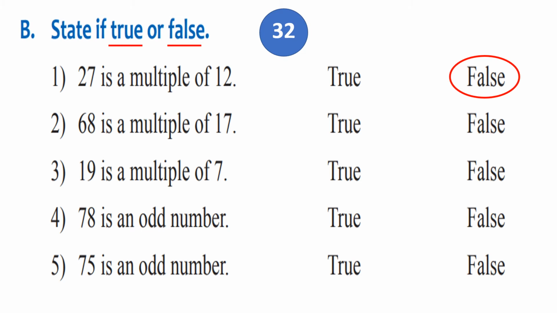If you divide 68 by 17, the answer is 4. That's why 68 is a multiple of 17. That is true.